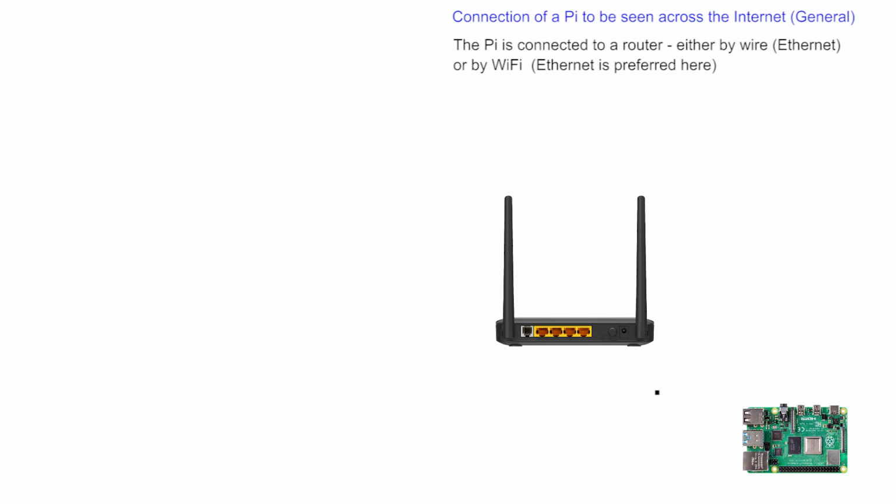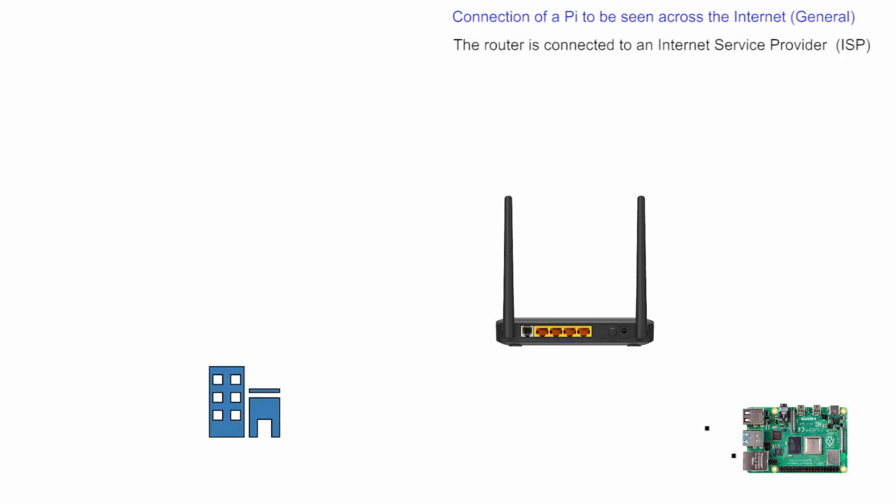This is a general process. A step-by-step description is not practical, as every router is different, so here is a general overview. The Pi is typically connected to a home router. The router is connected to an internet service provider, and thence to the internet.